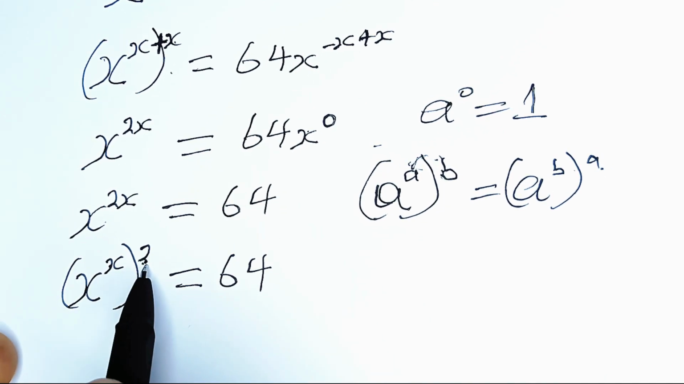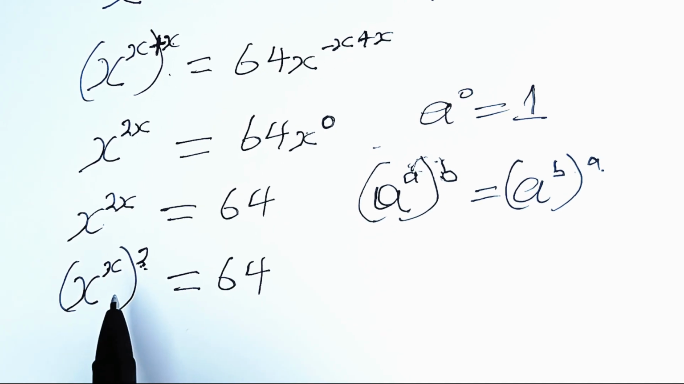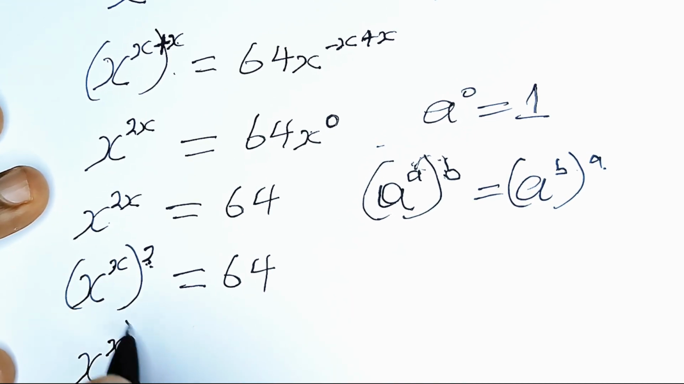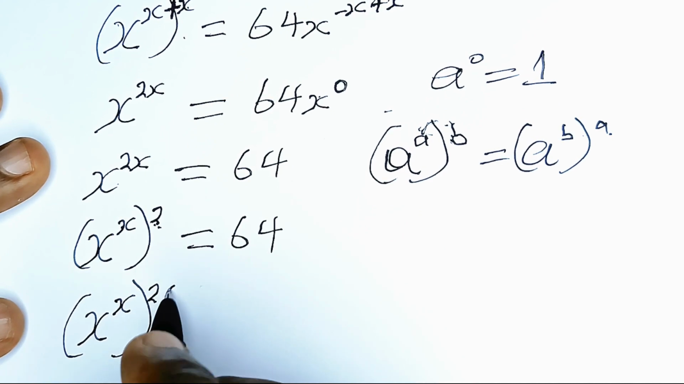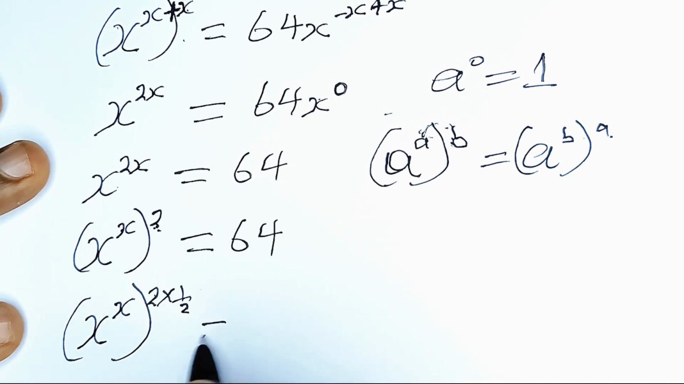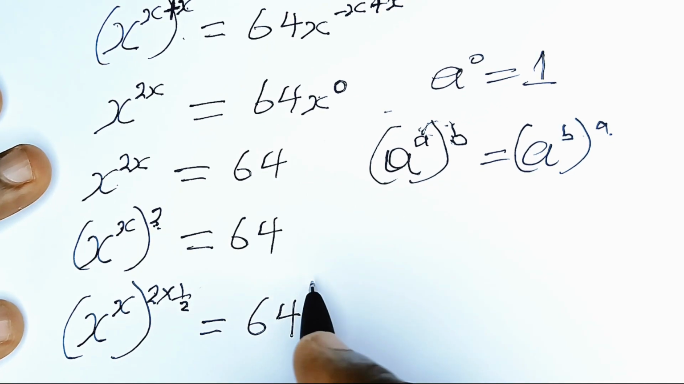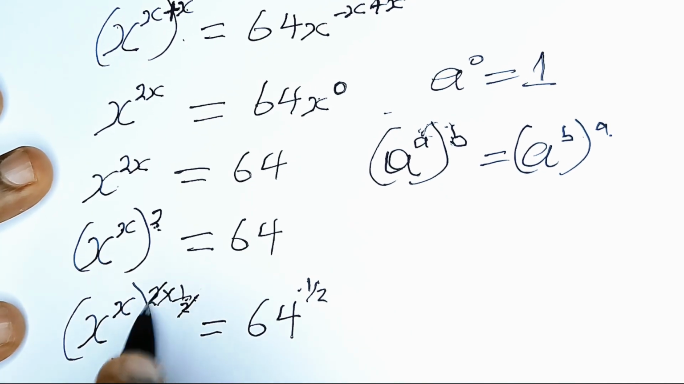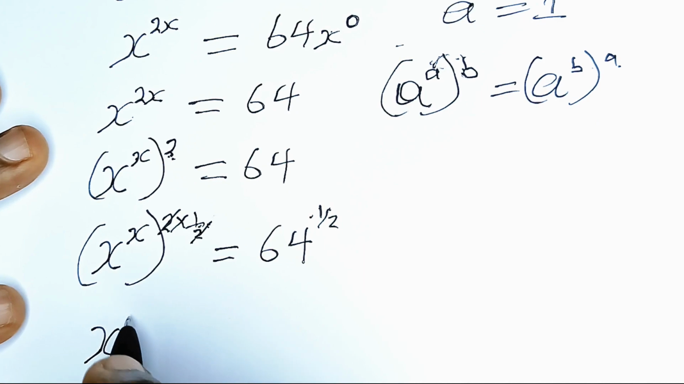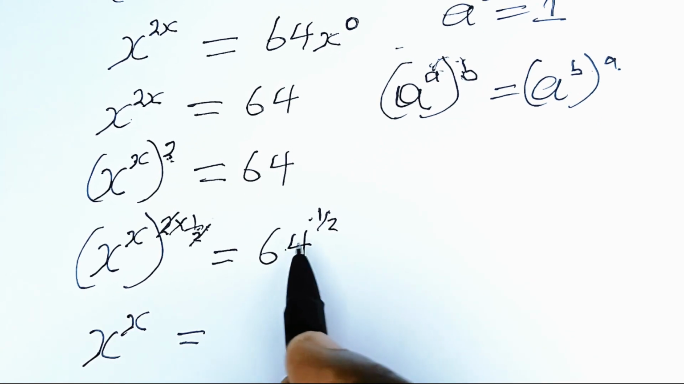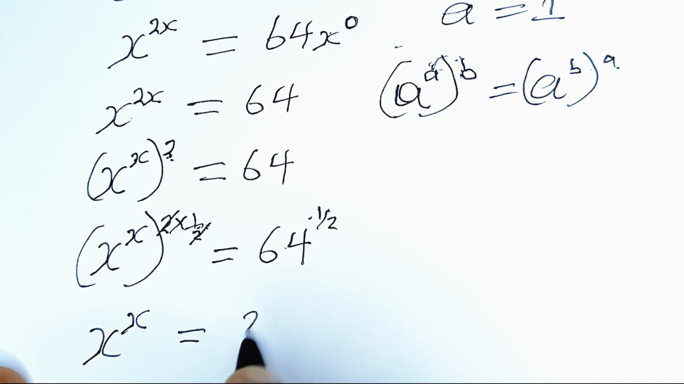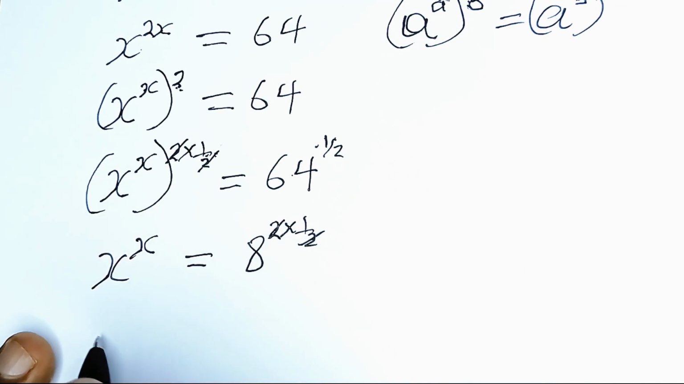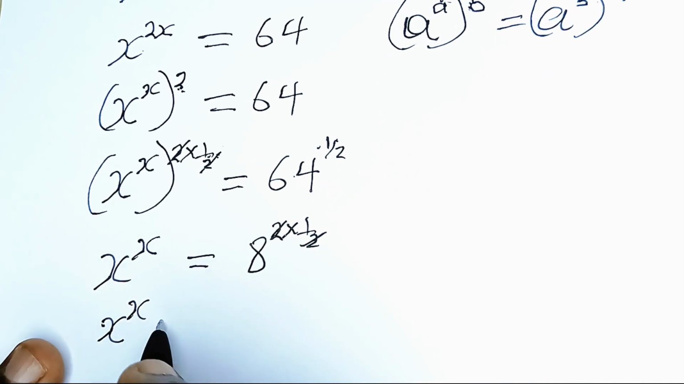Now, to get rid of the 2, we have to raise both sides to the power of half. So we have x raised to the power of x and to the power of 2 times 1 over 2 in order to cut this. That's reciprocal, so we do the same thing to the other side: 64 raised to the power of 1 over 2. Here, the 2 cancels the 2. So we are left with x raised to the power of x is equal to 64 raised to the power of half. How do we do that? We can write this as 8 squared, raised to the power of 1 over 2. So this cancels this, and we have x raised to the power of x is equal to 8.